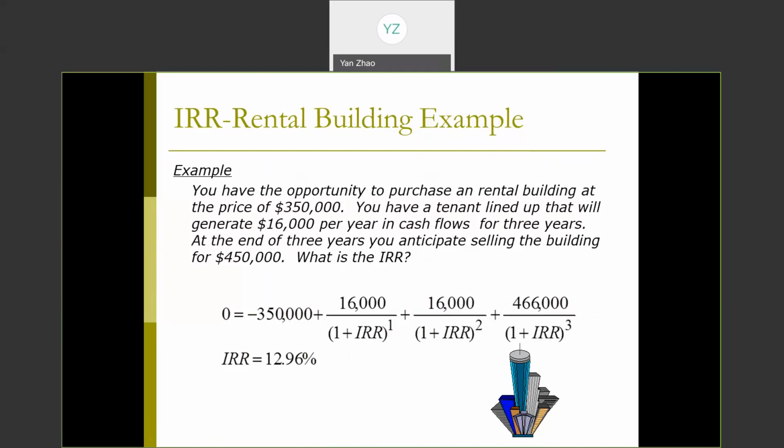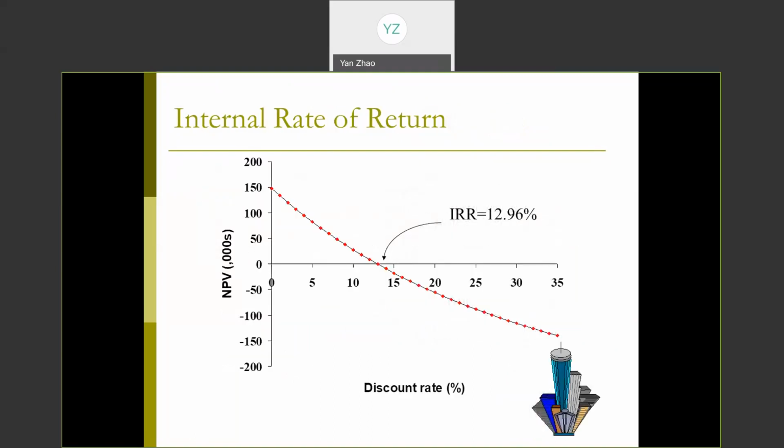If it doesn't, increase or decrease the number. But with the financial calculator, it's just a couple of clicks away. So the internal rate of return is 13%. Should you accept it or not? It really depends on what your required rate of return is.